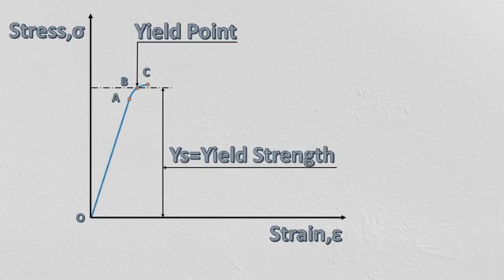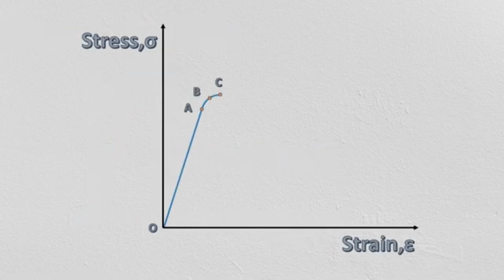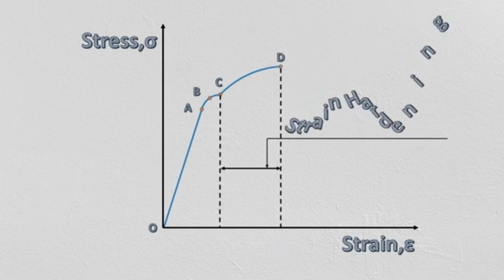When the metal is strained beyond the yield point in the region BC, the material experiences a change in its crystalline structure and apparently becomes stronger and more difficult to deform. Thus, an increasing stress is required to produce additional plastic deformation beyond point C. This phenomenon is known as strain hardening.